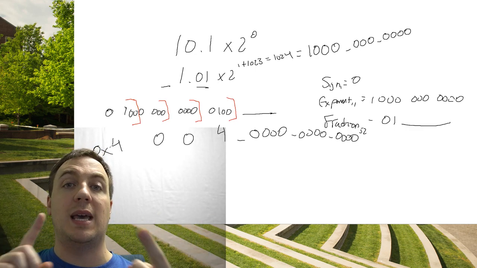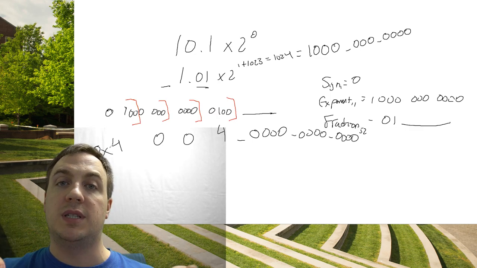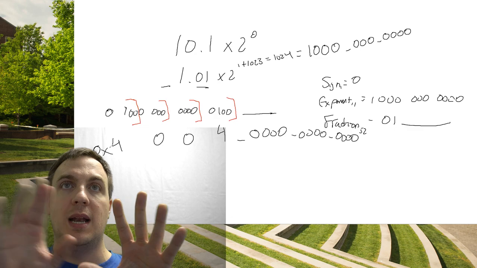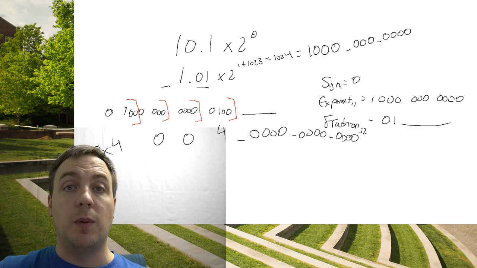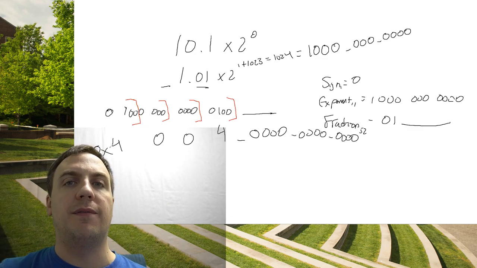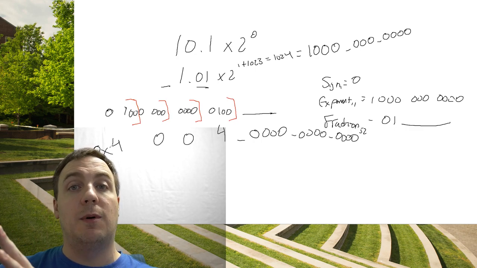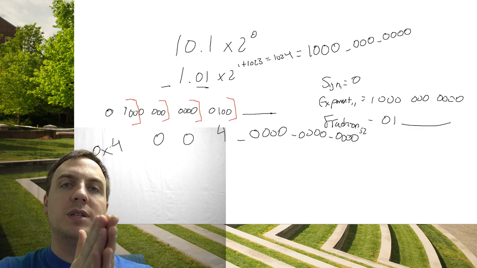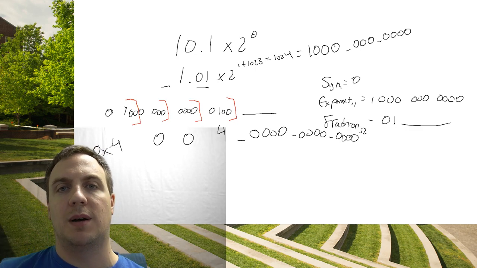Then we take the sign, write that down first. If it's 0, it's positive. If it's 1, it's negative. Then we take the exponent, whatever that numeric exponent is. For a double, we add 1023. For a float, we add 127. Then we convert that into binary. For a double, we have 11 bits that we need to convert it into. And then finally, we take whatever's to the right of the decimal, and that becomes our fraction.